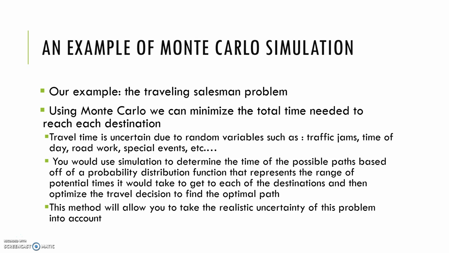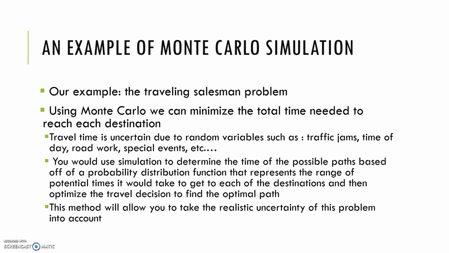So our final example is the Monte Carlo simulation, and we found the traveling salesman problem to be our example. In our classes we've learned about this problem, but Monte Carlo has its own unique way that can be applied to solving it. Using Monte Carlo, we can minimize the total time needed to reach each destination. And we all know that travel time is uncertain due to things such as traffic jams, the time of day, like 5 o'clock traffic, road work, or special events like a concert or a basketball game being held in the area, things of that nature that are really uncertain.